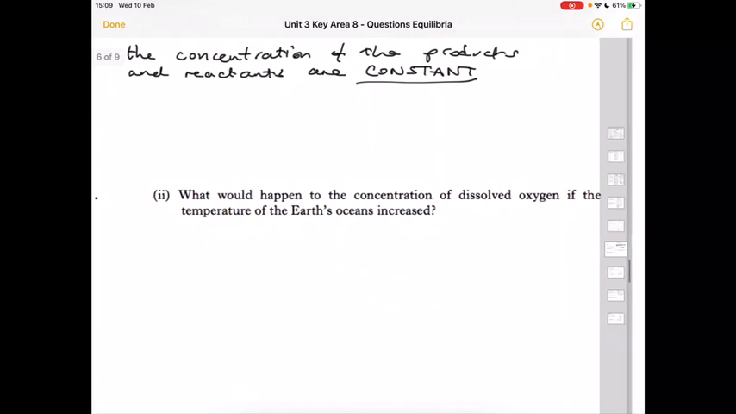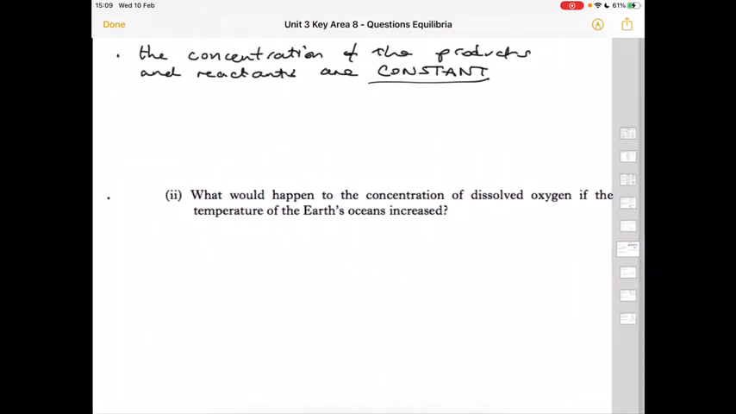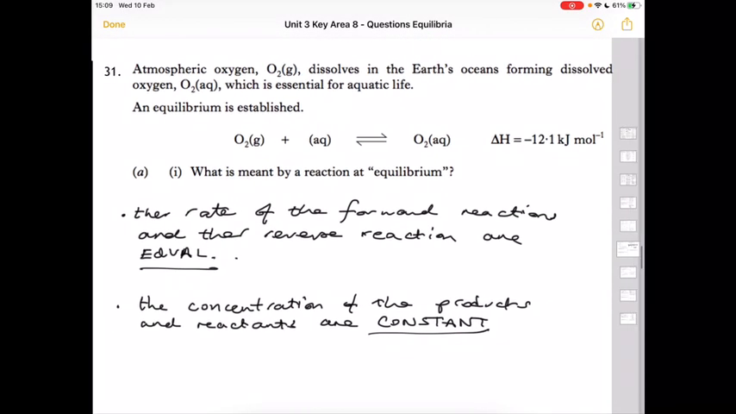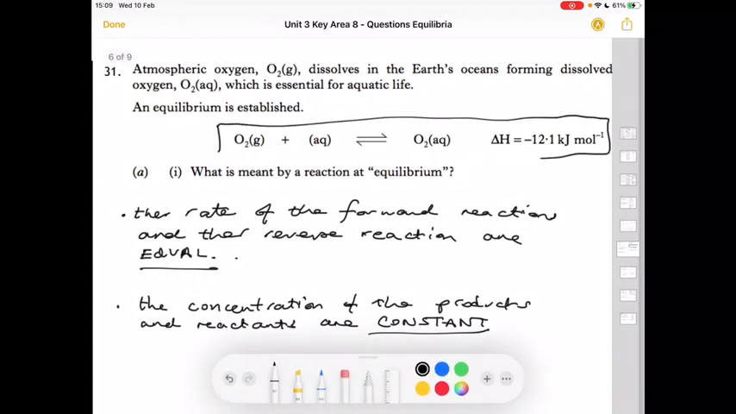Let's try the second question of this, and it says what would happen to the concentration of dissolved oxygen if the temperature of the Earth's oceans increased? Well, what would happen is that this is an exothermic reaction. So this is the reaction here. So the forward reaction is exothermic. What would actually happen is a temperature increase would favour the endothermic reaction. So that means it would favour the reverse reaction here. So actually, as you can see, the dissolved oxygen is the forward reaction. So the concentration of dissolved oxygen would decrease.